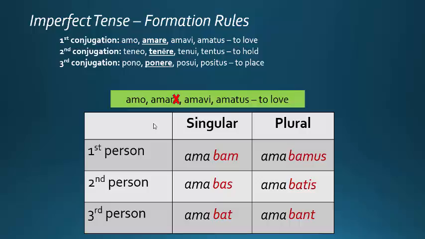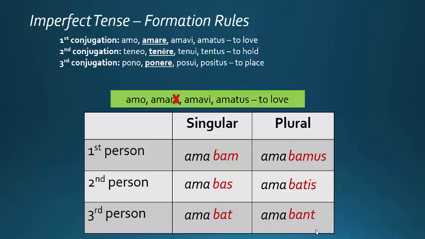Amabam means I was loving. Amabamus, we were loving. Amabas, you were loving. Amabatis, y'all were loving. And amabat, he was loving, or she or it. And amabant, they were loving. And another translation you can use is used to. So I used to love.